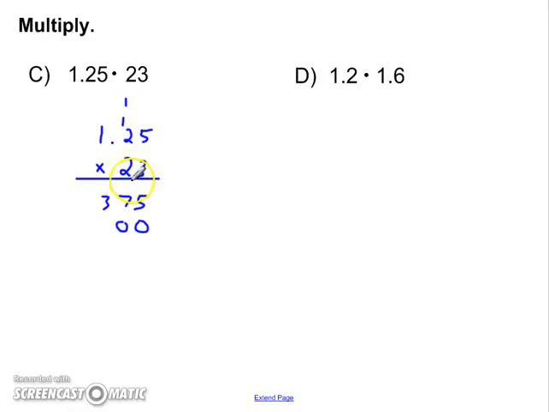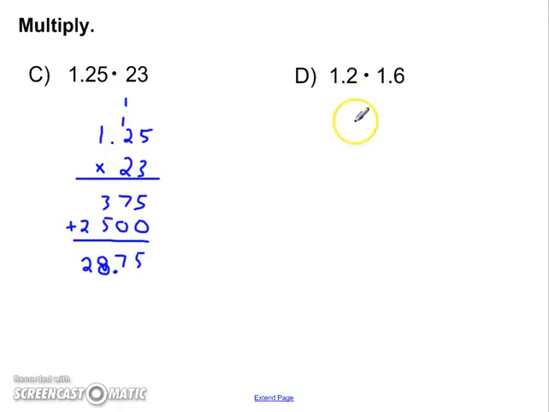Carry my 1. 2 times 2 is 4, plus this 1 is 5. And 2 times 1 is 2. Go ahead and add things together. 5, 7, 5 and 3 is 8. And then 2 plus nothing. This is a very poorly written 8. In my problem, you will see I have 2 decimal places. So in my answer, I will need 2 decimal places. So 28 and 75 hundredths.